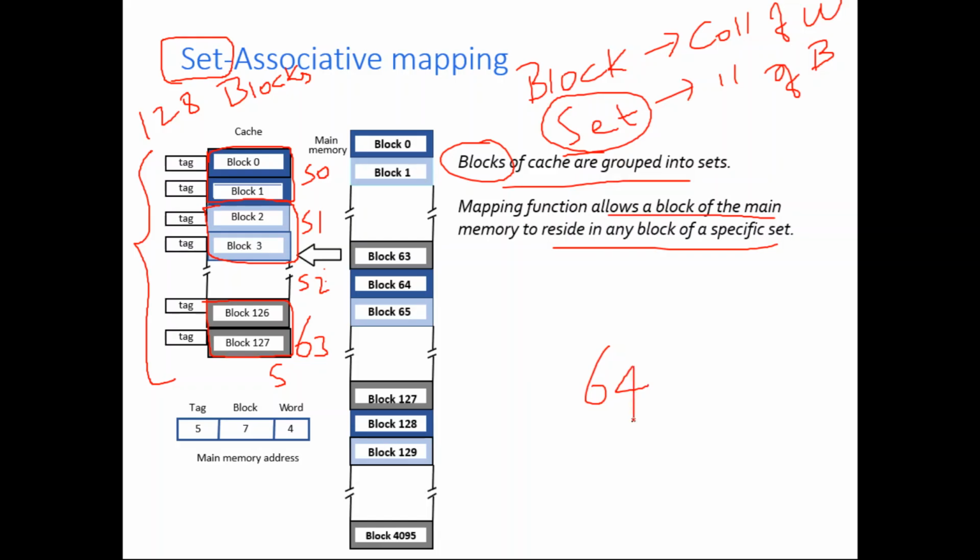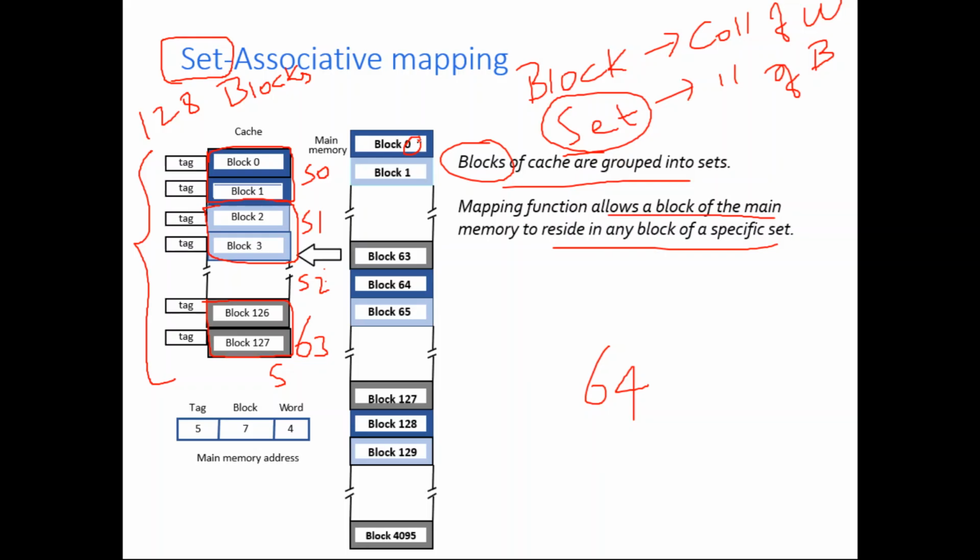Now when you want to move any particular block to the cache memory, you take that block number and divide it by 64. Previously, what we did was divide by 128, right?